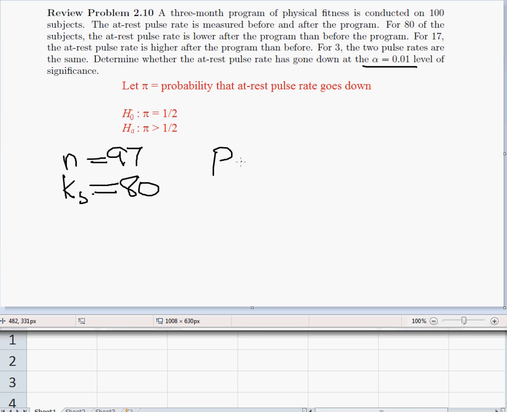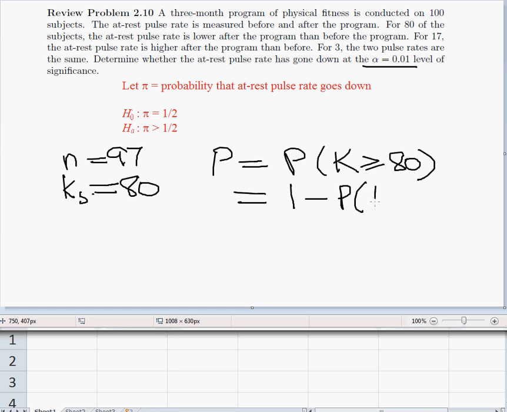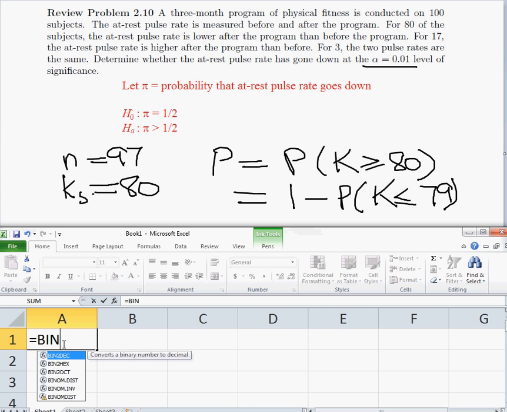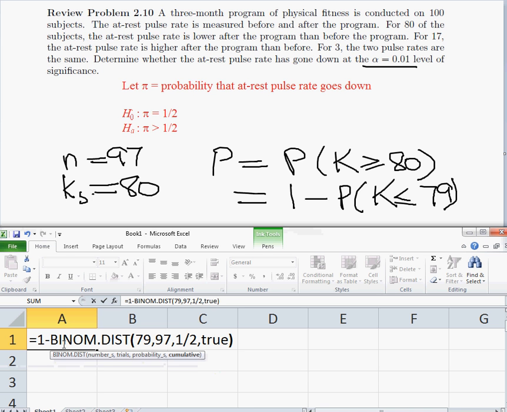So the p-value is going to be the probability of seeing a test statistic this extreme or more extreme. I would have expected half of 97, which would be 48.5 successes. I really got 80 successes. So we compute the probability that a binomial random variable would be greater than or equal to 80, which is equivalent to saying that the binomial random variable is less than or equal to 79. That I compute with either Excel or else a calculator: BINOM.DIST(79, 97, 1/2, TRUE). And so I compute this using Excel or else a graphing calculator.